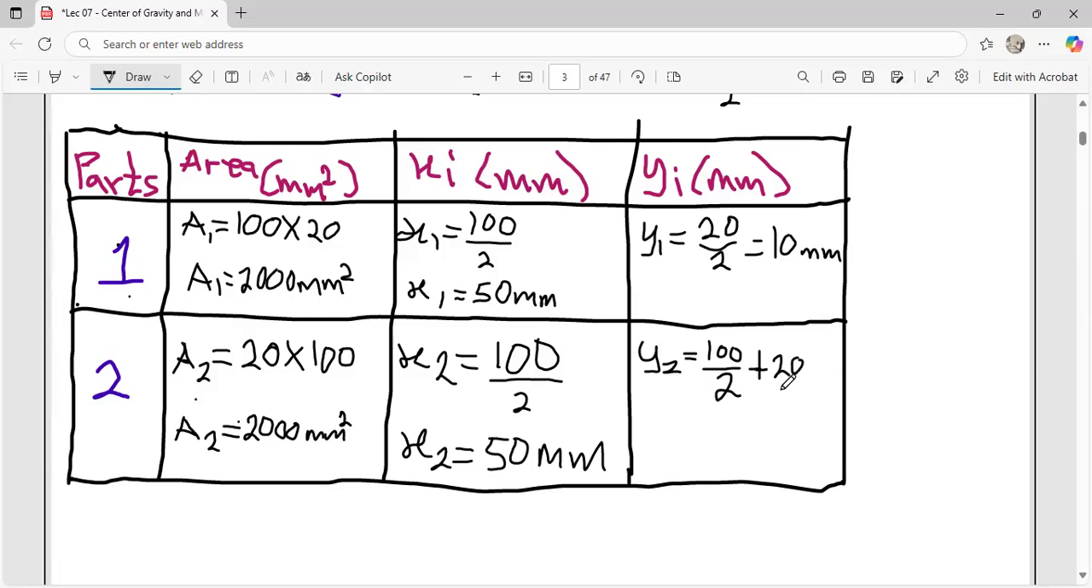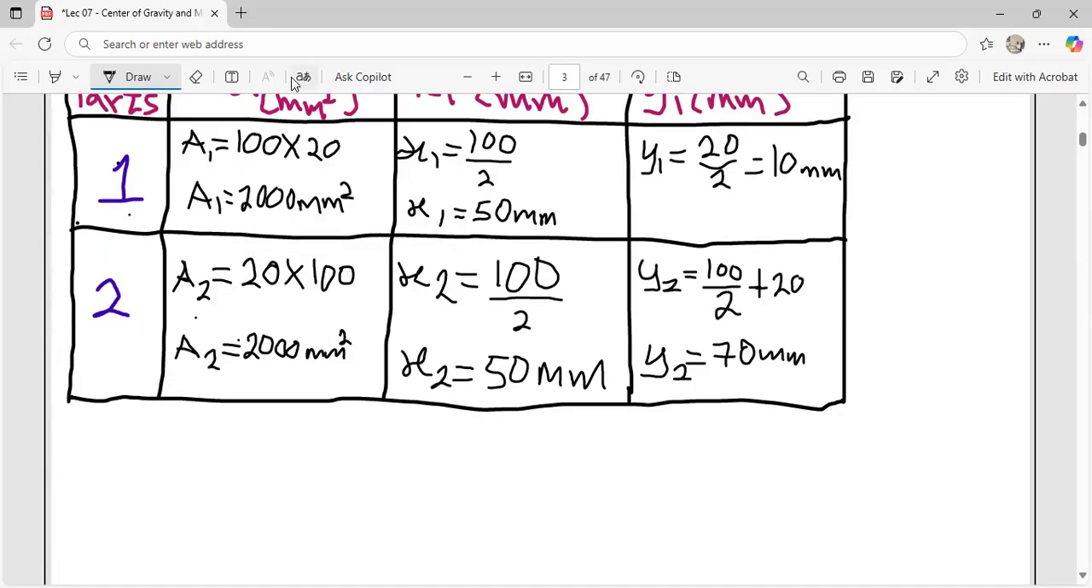Okay, so let's all quickly point that together. 100 divided by 2 plus 20. And at the end of the day, you realize that you're going to get 70 mm. Your y2 is going to be 70 mm.